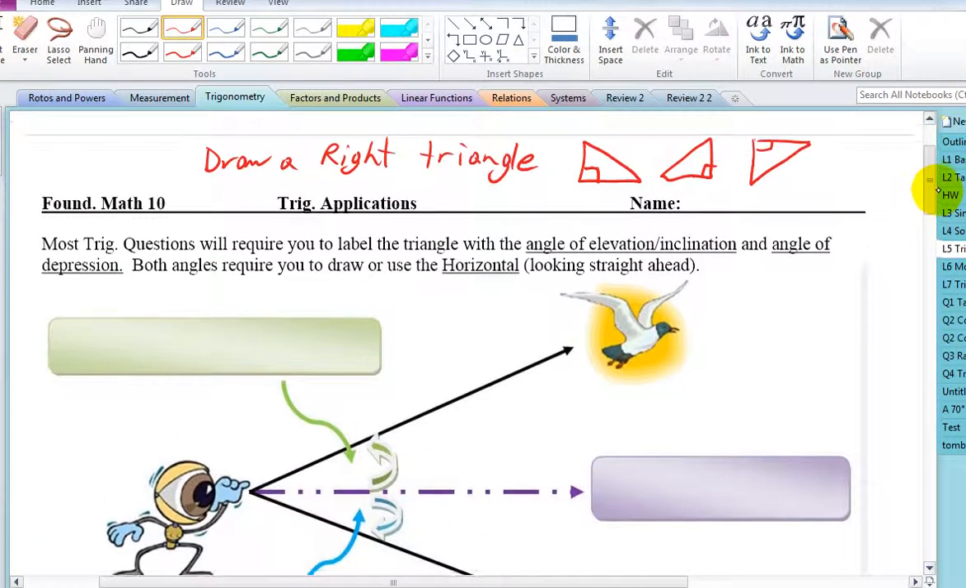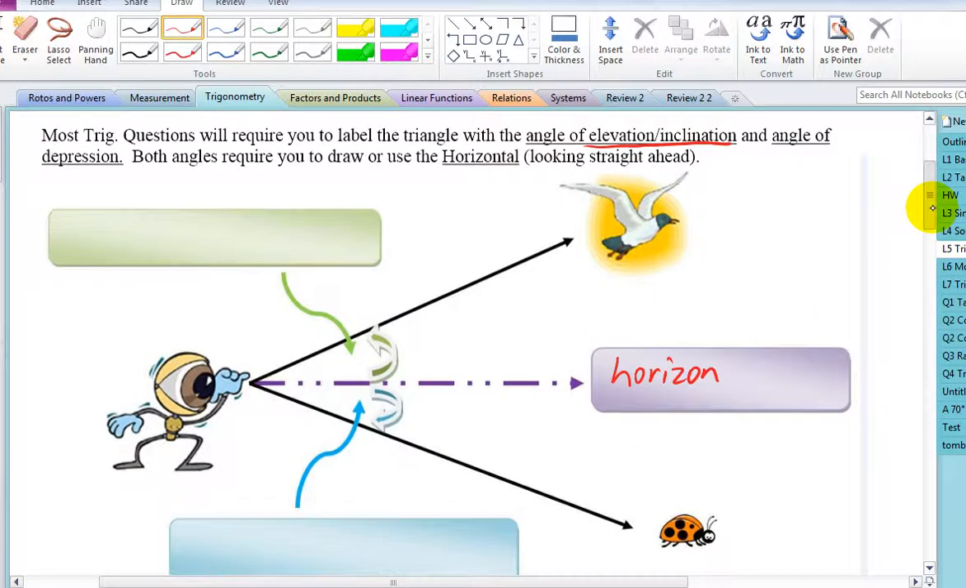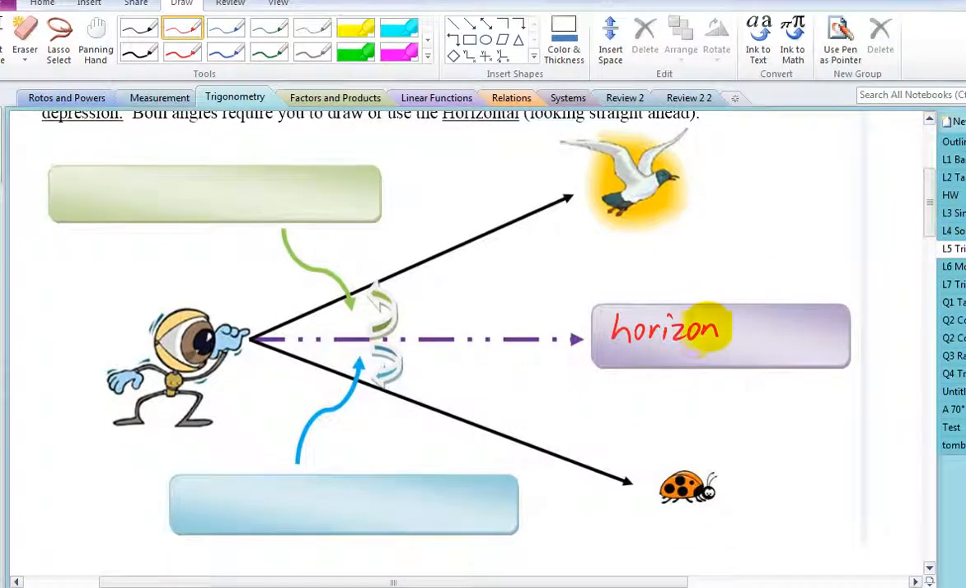A little bit of vocab to start. We have angle of elevation or inclination. That's all based on the horizontal or the horizon. So you need to make sure you draw the dashed horizon or horizontal.